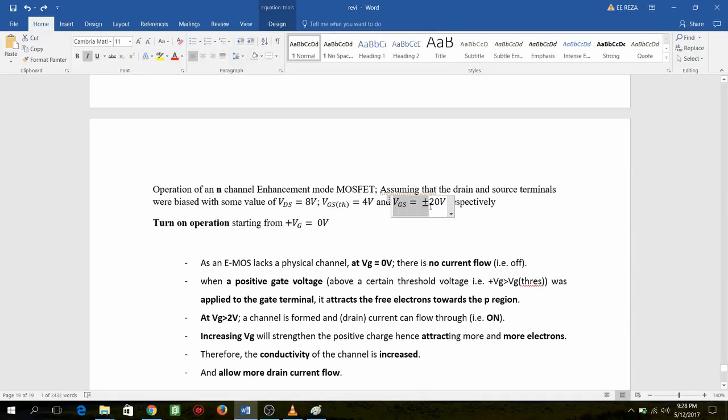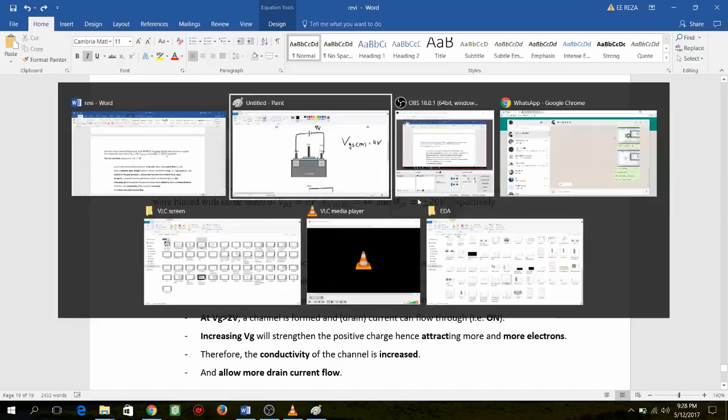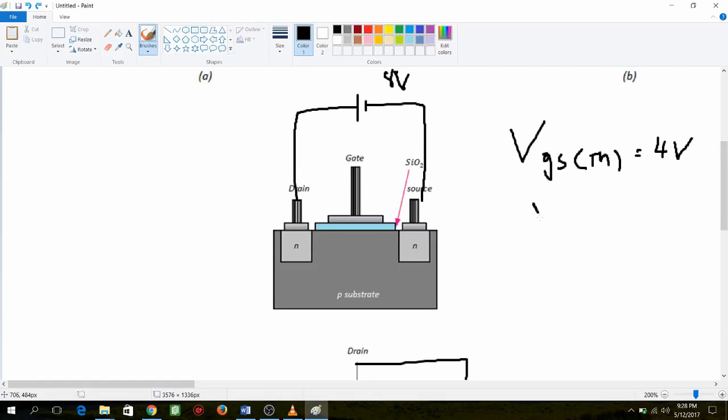Okay, and this is the maximum limit that my gate voltage can handle, plus minus 20 volts. So if I apply more than 20 volt here, I will destroy my gate terminal. Let me just put it here, VGS plus minus 20. So it means that you should not exceed 20 volt at the gate.